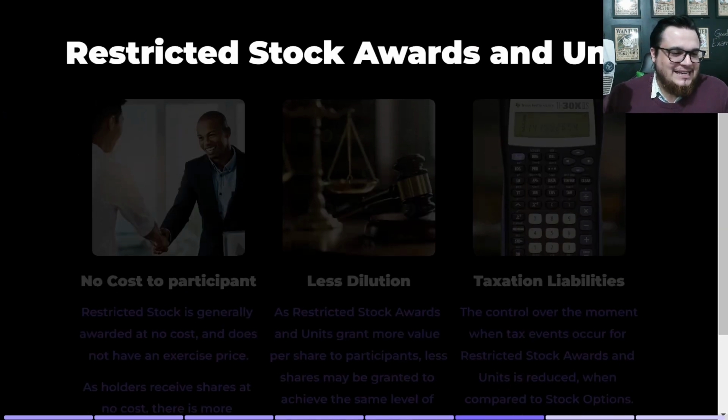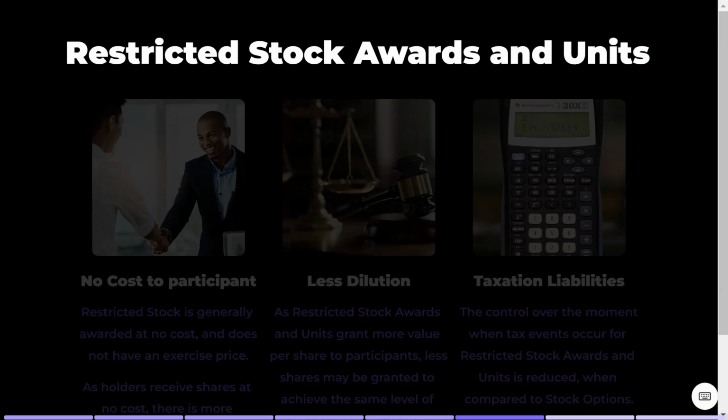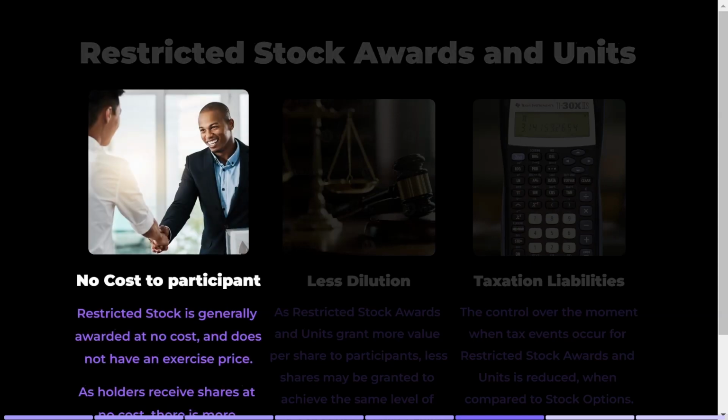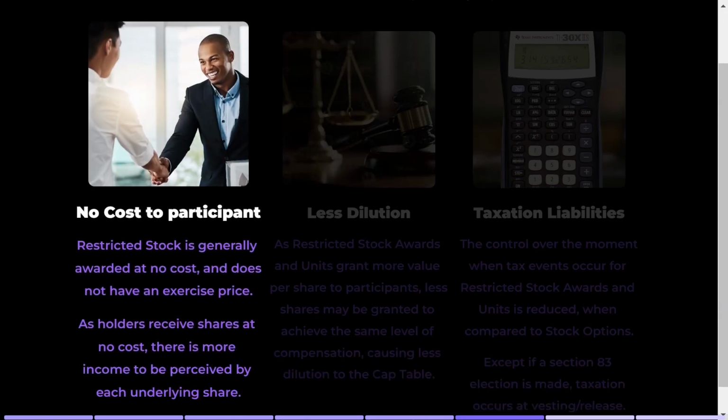Now, let's take a look at these restricted stock awards and units. So, first of all, the restricted awards and units are generally awarded at no cost and do not have an exercise price. As holders receive shares at no cost, there is more income to be perceived by each underlying share. That has two implications. When we were dealing with the ISO session, I gave you an example where the exercise price is how much you pay for an asset, and the FMV on the grant date is how much that asset is actually worth.